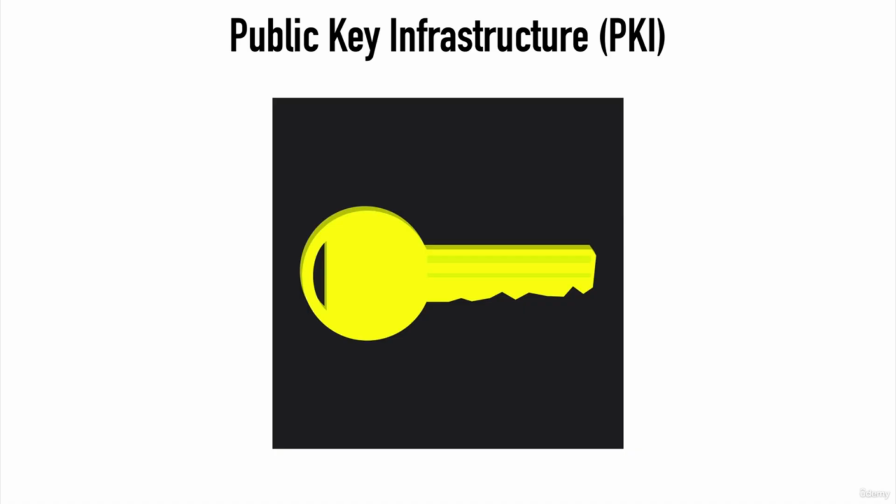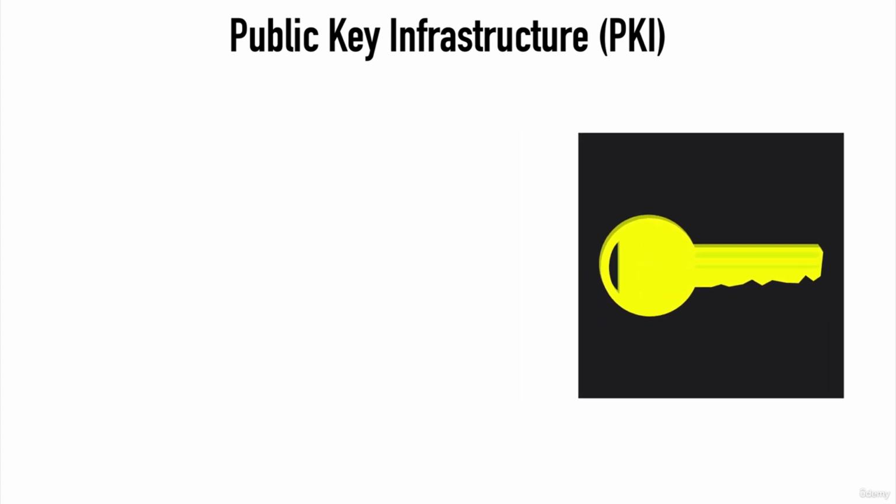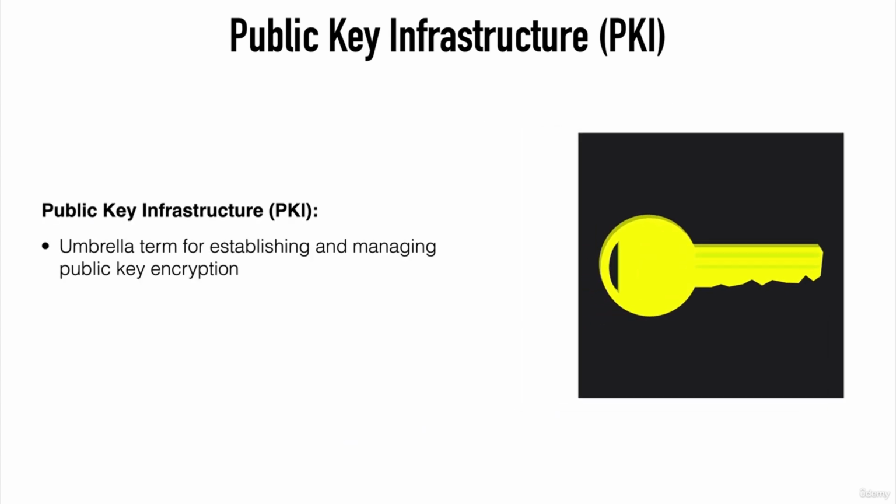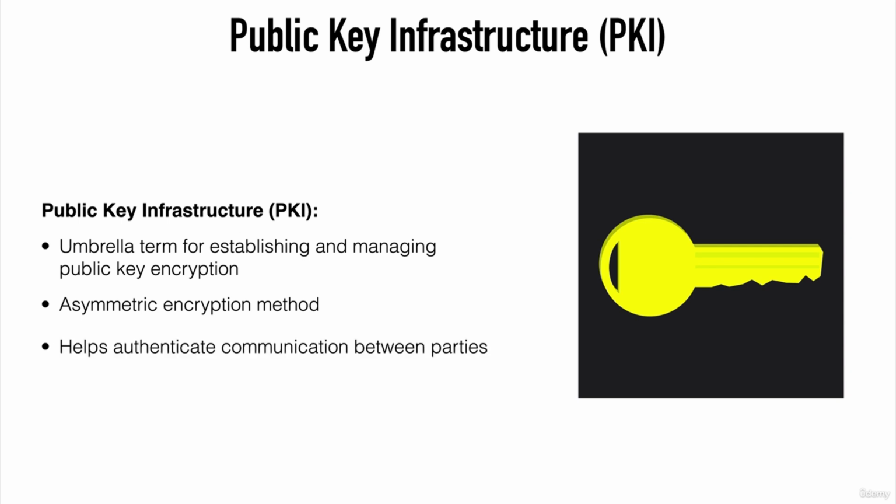As we continue our survey of cryptography concepts that you want to be able to describe and know about, let's examine public key infrastructure, or PKI. PKI is an umbrella term for everything used to establish and manage public key encryption, which is one of the most common forms of encryption used on the internet. We've already mentioned public key cryptography in a previous video, which is an asymmetric encryption method, meaning that we use a pair of keys, one public and one private.